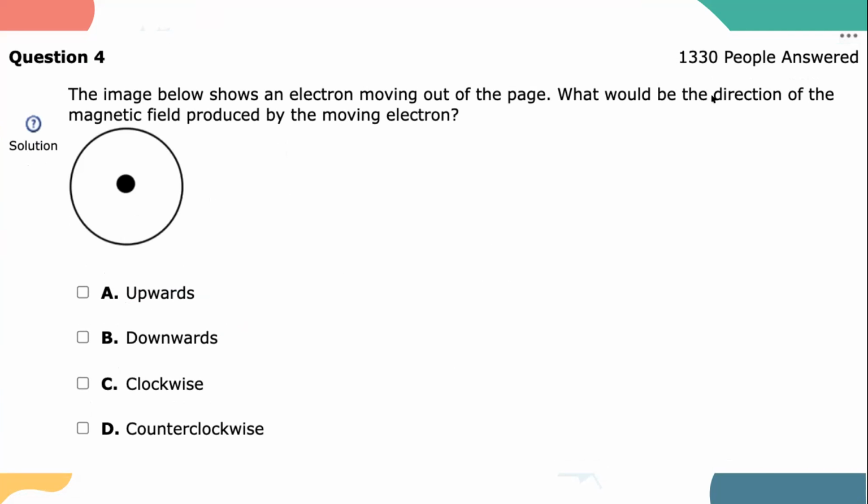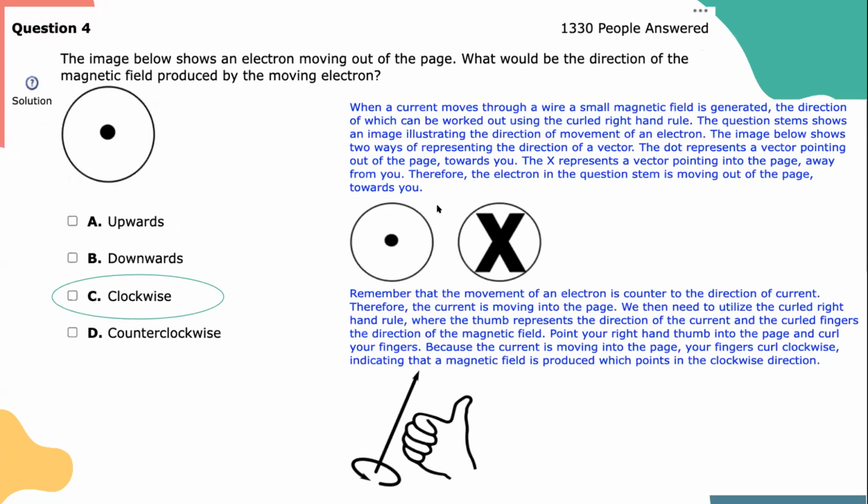Okay, so what direction would the magnetic field be, produced by the moving electron? The electron is moving out of the page. So if it's moving out of the page, it's coming towards us. And you guys need to remember how to do the right-hand rule with the magnetic field. So this is kind of how you use this. So the current is moving into the page and the electron's moving out of the page.